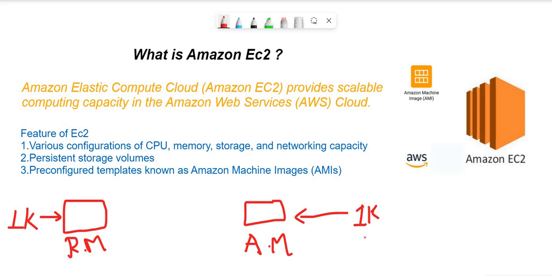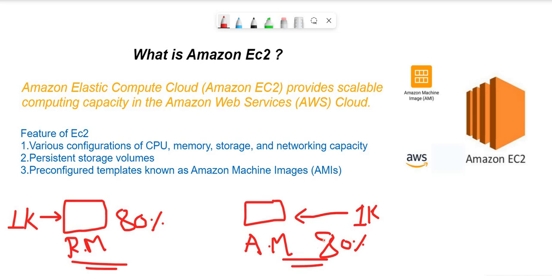Now let's say that 80% of the CPU is being used here, and the same here, 80% of CPU is being used here also. Then what is the difference between the regular machine and the Amazon machine?